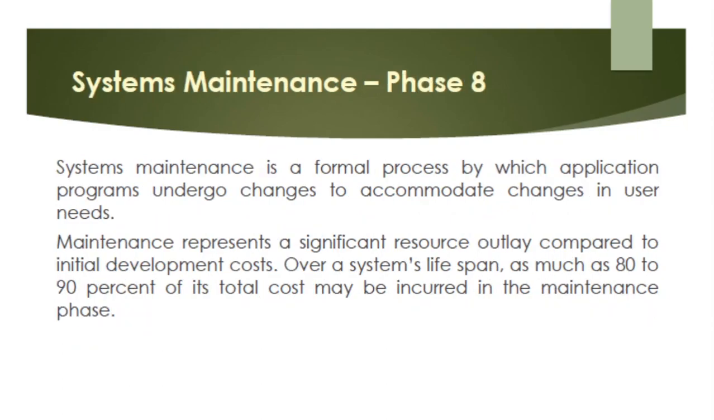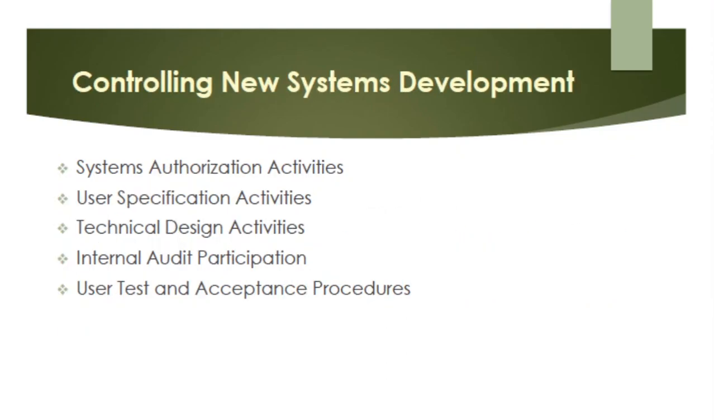The last phase is systems maintenance. Systems maintenance is a formal process by which application programs undergo changes to accommodate changes in user needs. Maintenance represents a significant resource outlay compared to initial development costs over a system's lifespan. As much as 80 to 90% of its total cost may be incurred in the maintenance phase.